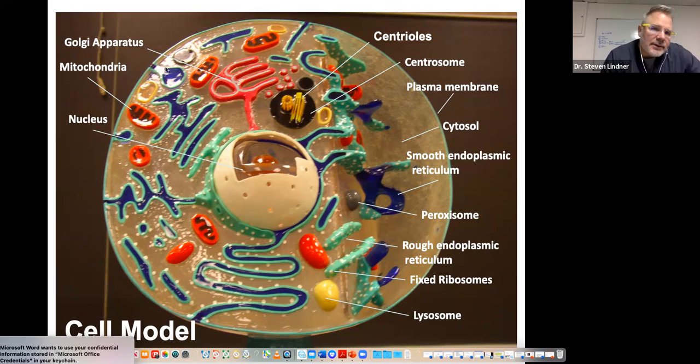The vessel that's right here, this one here, is a secretory vessel. It's not labeled, but on another image it will be. The orange-like structure is the mitochondria.